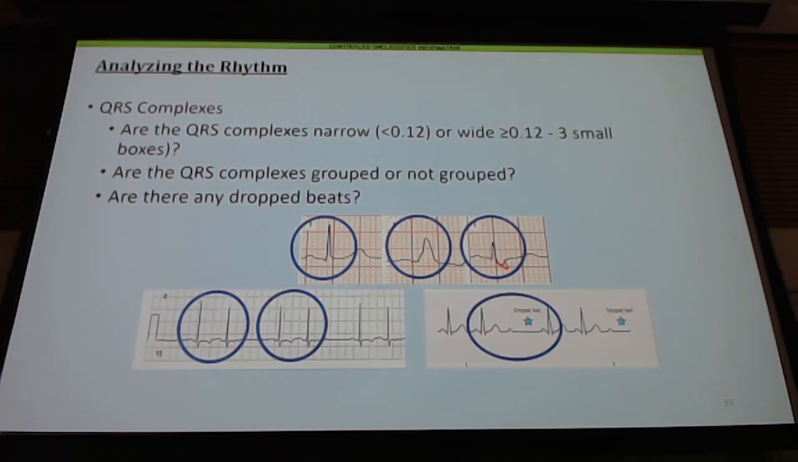And then you also look for dropped beats, which we already did when we were looking at whether this is a sinus rhythm or an arrhythmia, right? But here again, we're checking to make sure that there are QRS complexes for every P wave, and that the P wave is preceding the QRS complex in the first place.